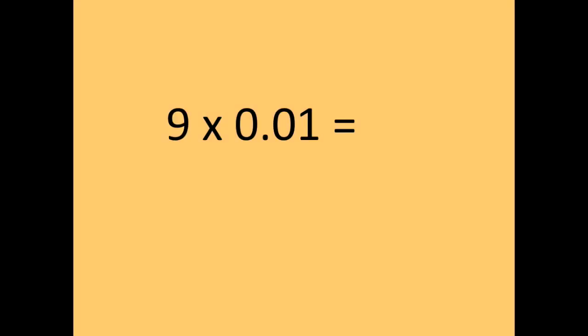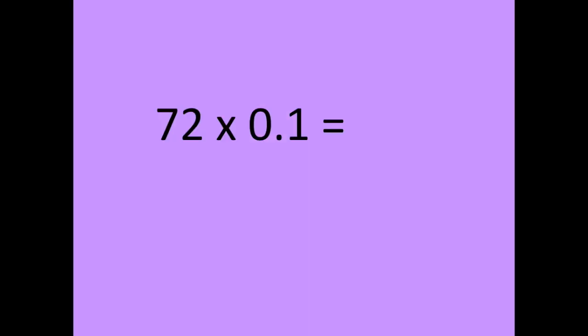Okay, we're only going to do 2 more problems for practice. Solve 9 times 1/100. 9 is going to get 100 times smaller because I'm multiplying it times 1/100. So my decimal point will move 2 place values to the left, and my answer will be 9/100.